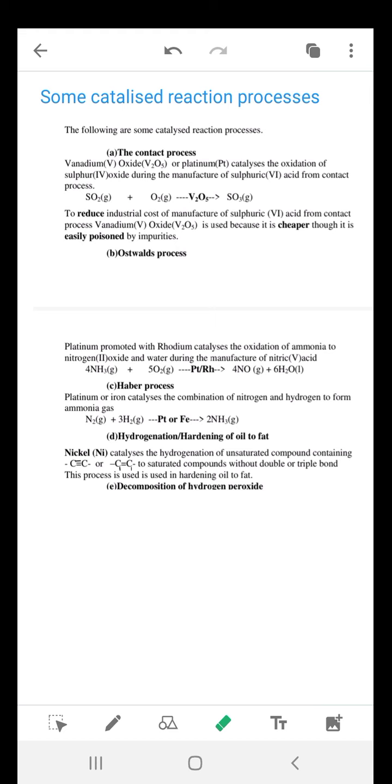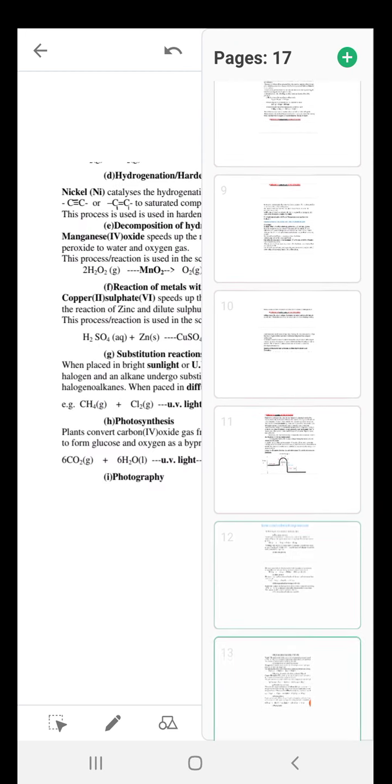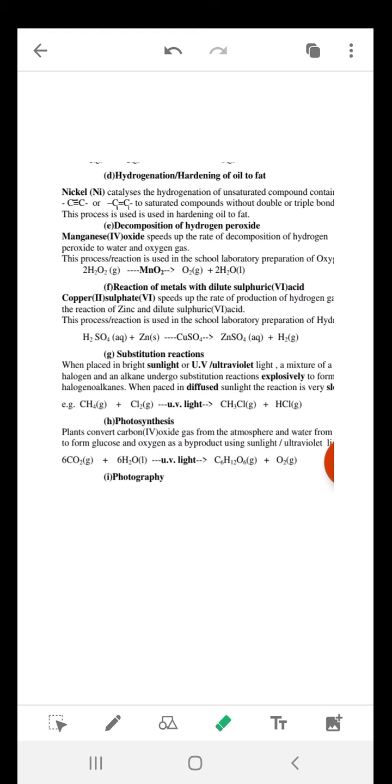So the nickel catalyst is the one that speeds up that type of reaction, hydrogenation. Then another one, we also looked at the decomposition of hydrogen peroxide. That is now in Form 1, when we were preparing oxygen. We said oxygen can also be prepared by decomposing hydrogen peroxide. So when you decompose hydrogen peroxide, you get oxygen as one of the products and water. And in that process, there's a catalyst we use. Which catalyst, candidates?